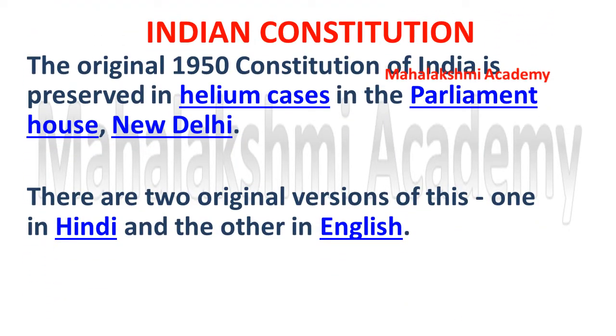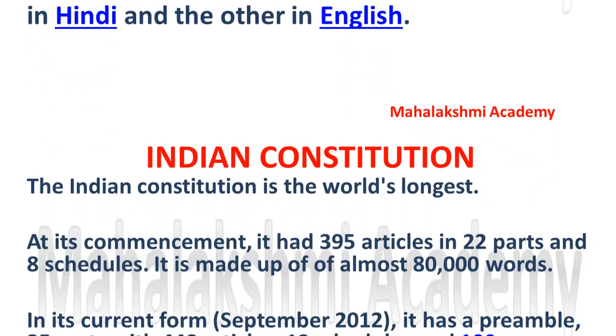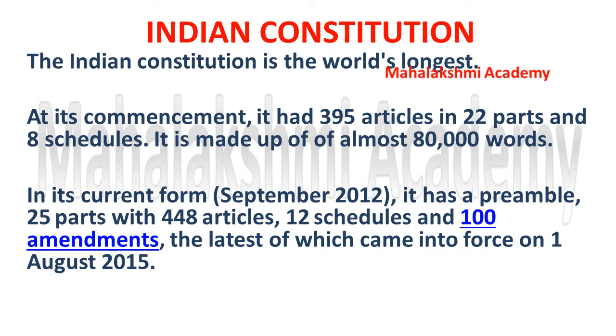The original 1950 Constitution of India is preserved in helium cases in the Parliament House, New Delhi. There are two original versions of this, one in Hindi and the other in English. The Indian Constitution, as I already told, is the world's longest written constitution. At its commencement, when it started, from its very beginning, it had 395 articles in 22 parts.